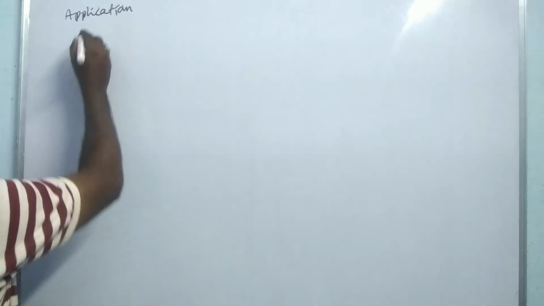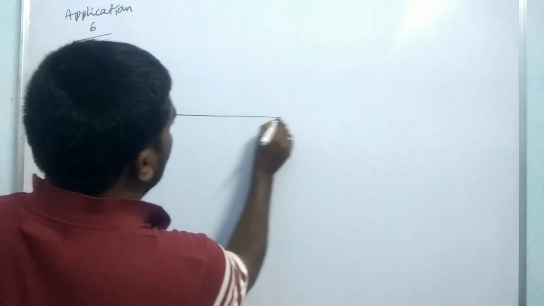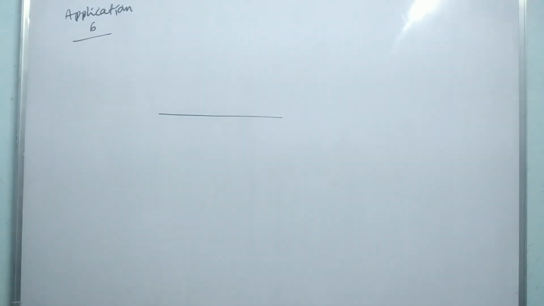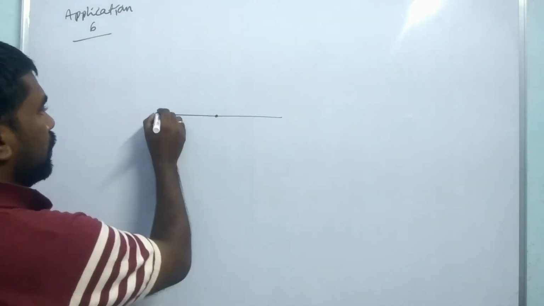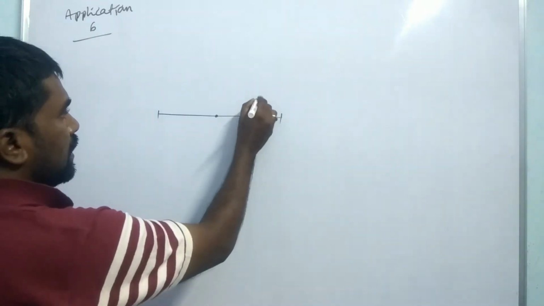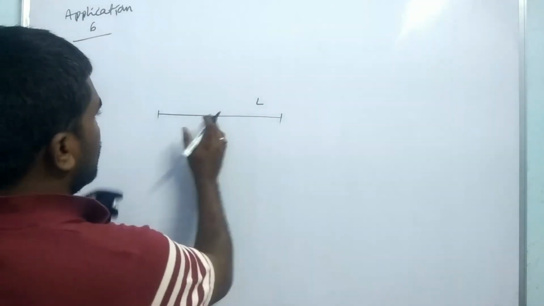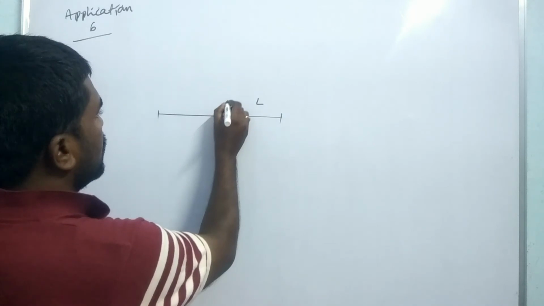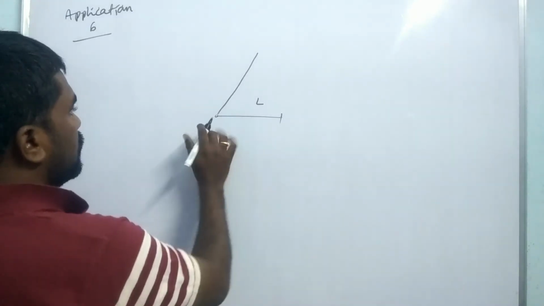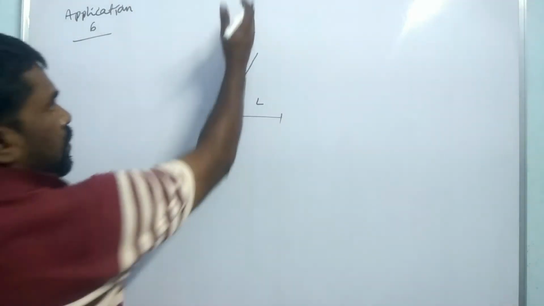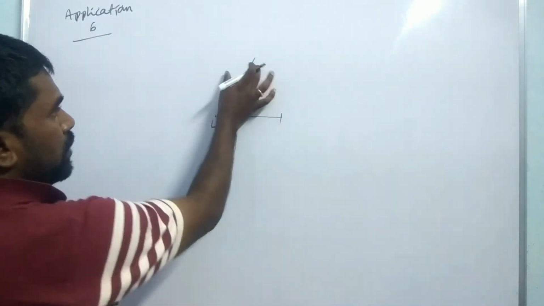This is application 6. If a uniform rod of length L is bent from the half of its length, then this half of the length will bend in this direction. So now this is L by 2, and these two parts are L by 2 and L by 2.